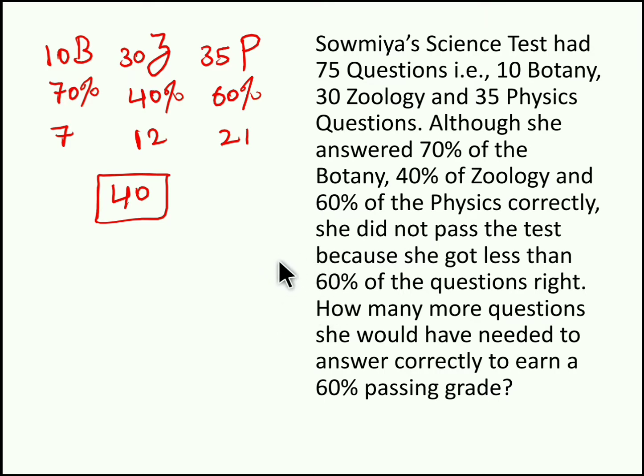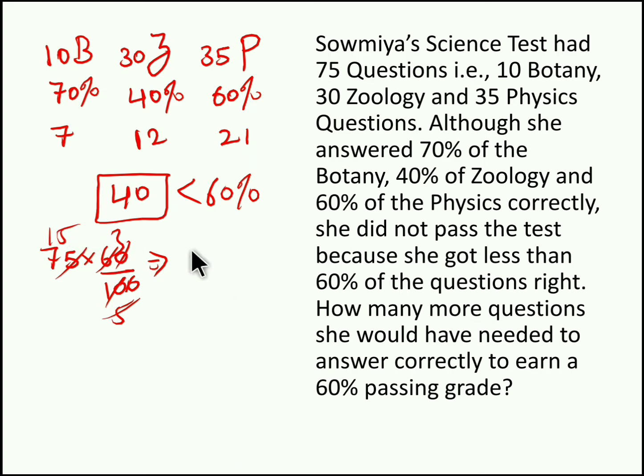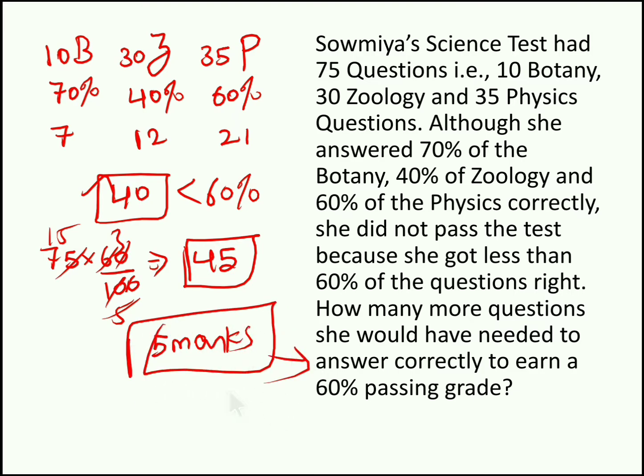But she didn't pass the examination because her score was less than 60% of the passing marks. So she has to score 60% of the marks. How many marks does she need to pass the examination? This is our question. We have 75 questions in total, and she has to score 60% of them. 60% of 75: the zeros cancel, and 3 times 5 gives 15 into 3, which is 45. So she has to answer 45 questions correctly, but she actually answered only 40 correctly. So she has to score 5 more marks to get the pass marks. This 5 is our answer. Hope you understood the problem, right?